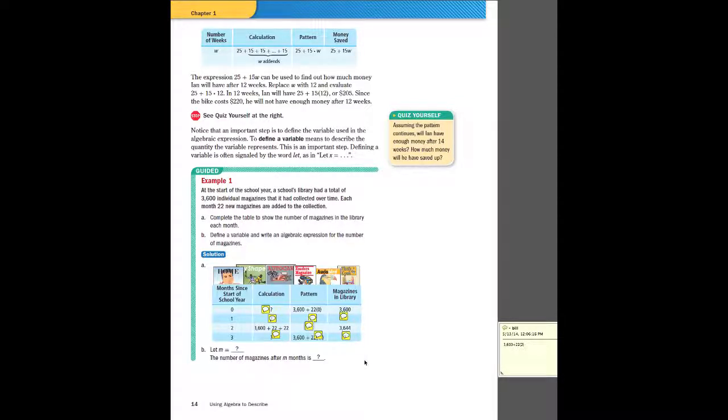If we set some variables now, we can define a variable. We're going to say that m is equal to the number of months since the beginning of the school year, and then the number of magazines after m months is going to be what? Let's see, it looks like 3,600 plus 22 times, what were we multiplying up above? We were multiplying by the number of months, so 3,600 plus 22m is the answer to that one.